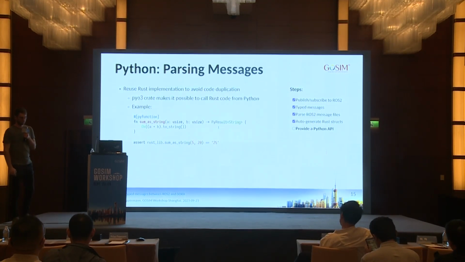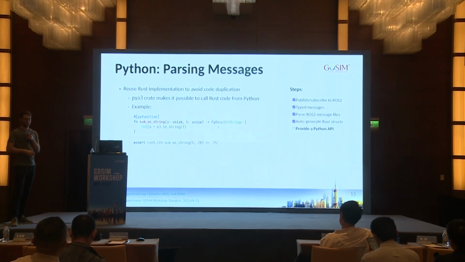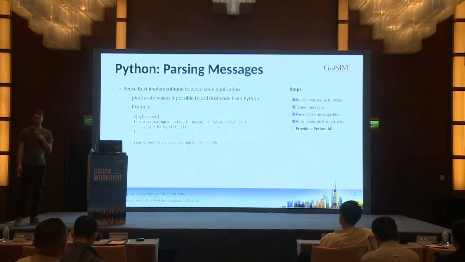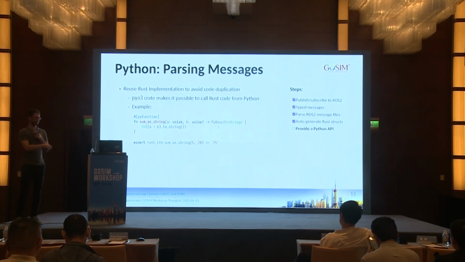Yeah, let's talk about Python then. In general, we try to reuse the Rust implementation to avoid any code duplication. And as we saw, we can use the PyO3 crate for interacting between Python and Rust code. So here's a simple example again. You annotate a Rust function with the pyfunction attribute, and then it's callable from Python. Here we just sum up two numbers, convert them to a string, and pass it back to Python.